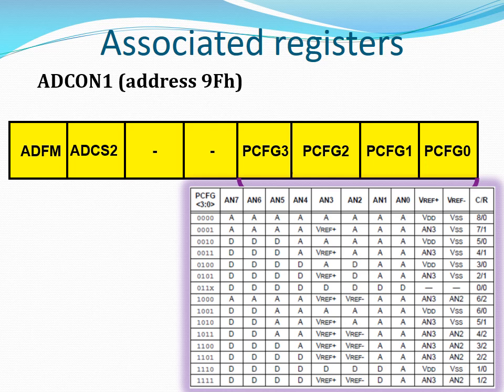The table shows the bit patterns that are used to configure the functions of the pins. As an example, if the bits PCFG3 through to PCFG0 are set to the bit pattern 0010, the channels AN0 through to AN5 are set as digital I/O pins, and the channels AN4 to AN0 are set as analog input pins. The positive reference voltage is VDD and the negative reference voltage is VSS.